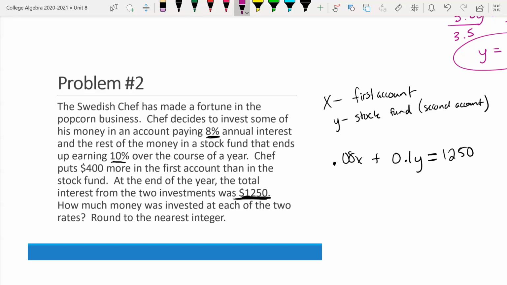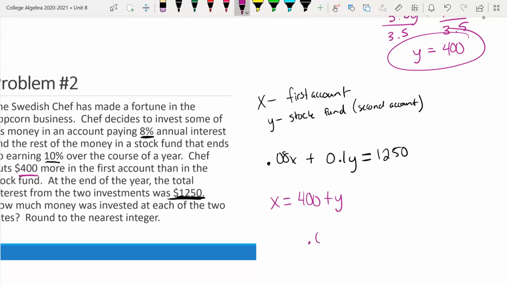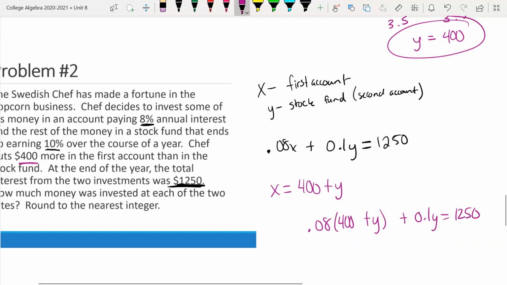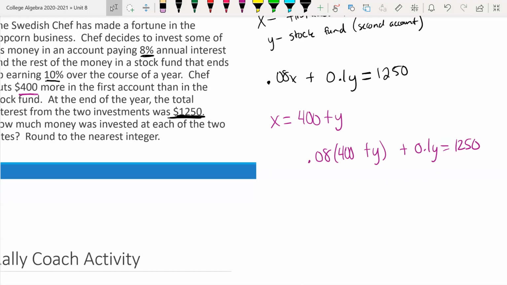The second equation, it says he put $400 more in the first account than in the stock fund. So I'm going to say first account equals 400 plus my stock fund. So then it just turns into a substitution problem. So 0.08 times (400 plus y) plus 0.1y equals 1,250. And again, this is very similar to one you're going to see on the Hawks. So we'll take 0.08 times 400. You get 32 plus 0.08y plus 0.1y equals 1,250.